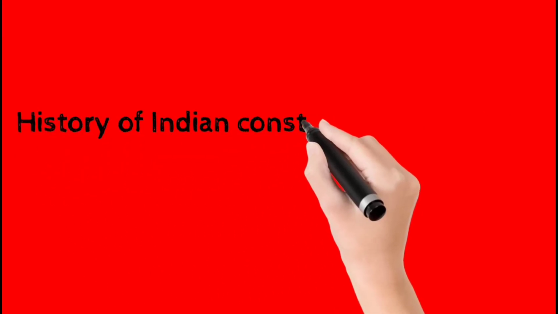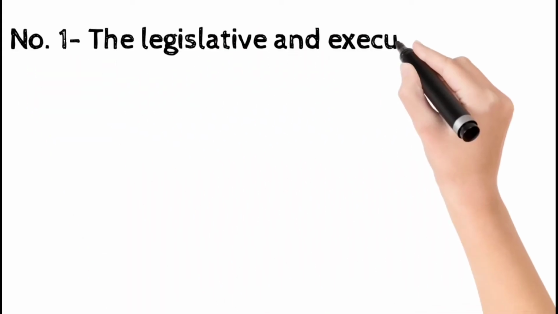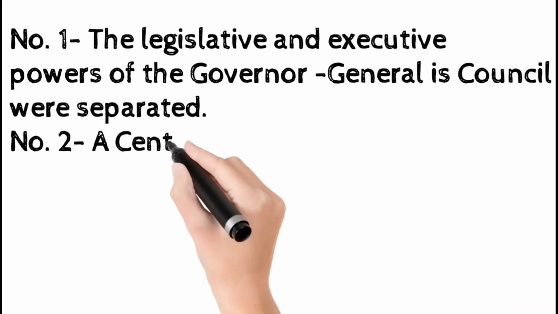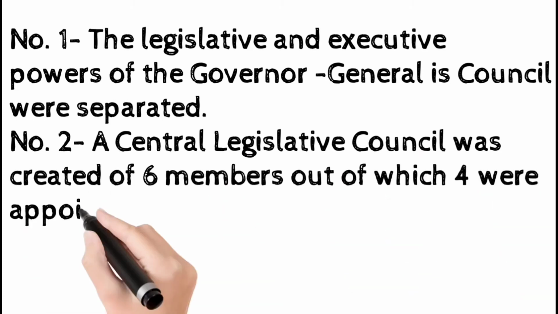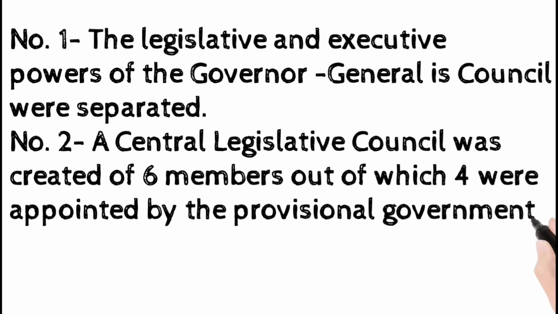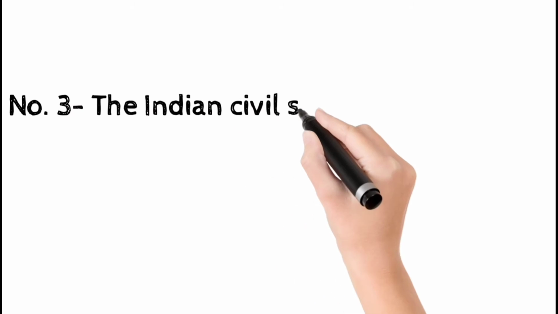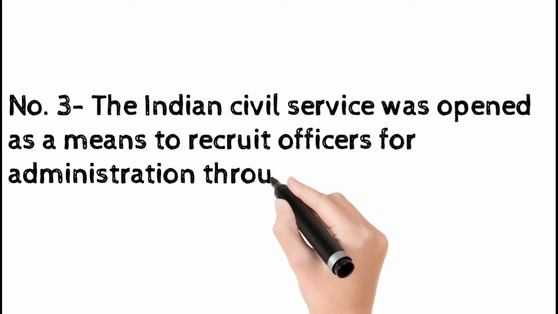History of the Indian Constitution: Charter Act 1853. Number 1. The legislative and executive powers of the Governor General's Council were separated. Number 2. A central legislative council was created of 6 members, out of which 4 were appointed by the provincial governments of Madras, Bombay, Agra and Bengal. Number 3. The Indian Civil Service was opened as a means to recruit officers for administration through open competition.